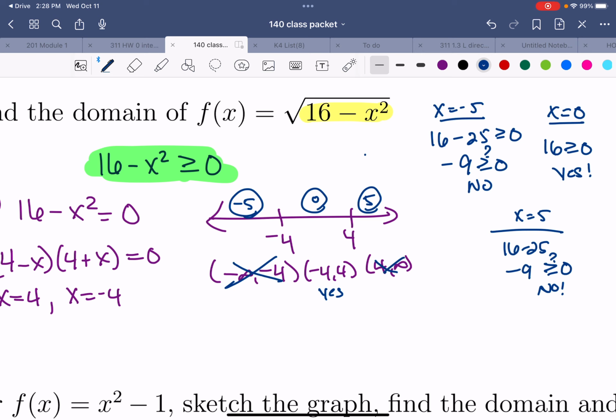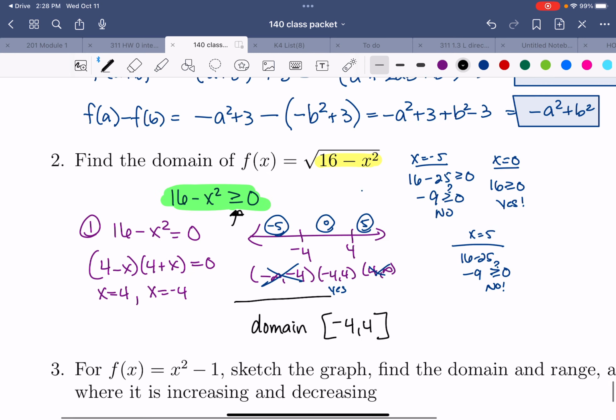And so that means the only thing that works here, my domain, is going to go from negative 4 to 4. Now, do we include or not include? Well, right here, when we look at our inequality symbol, we do include. So we're including the endpoints in that case. So this is our final answer.